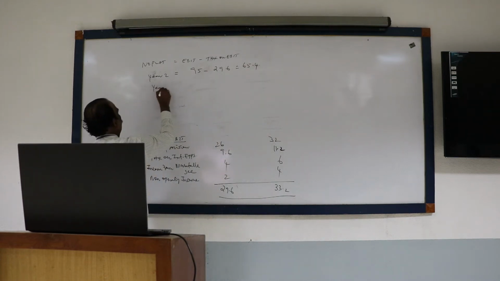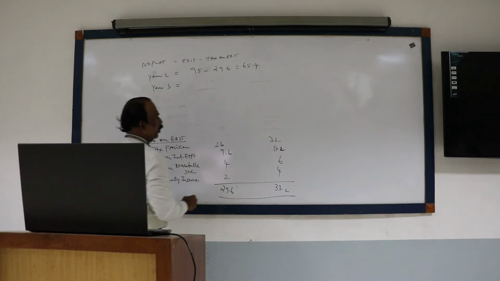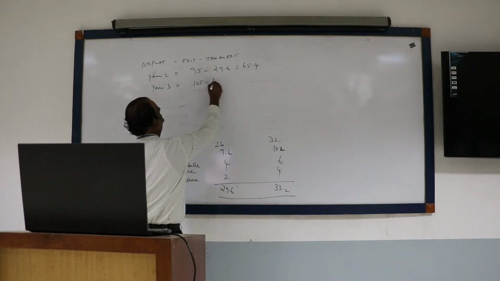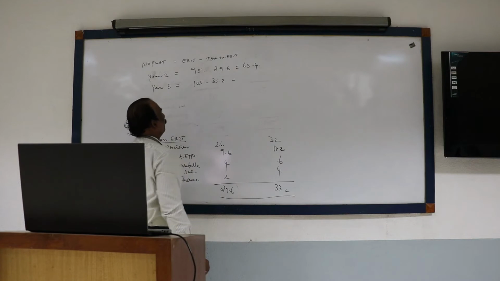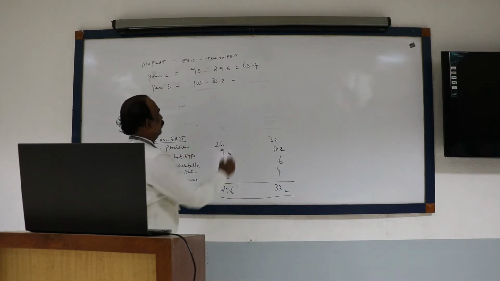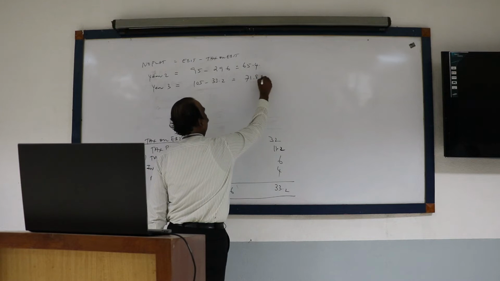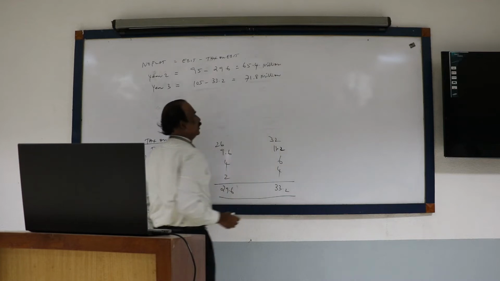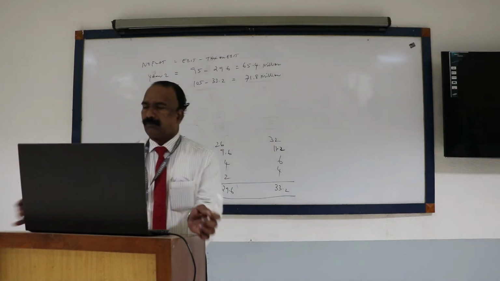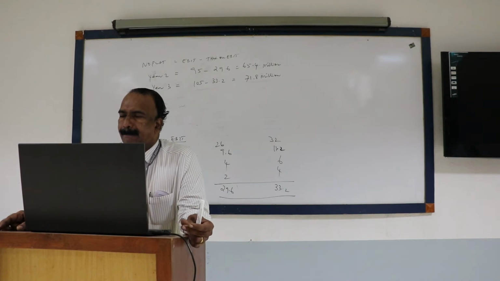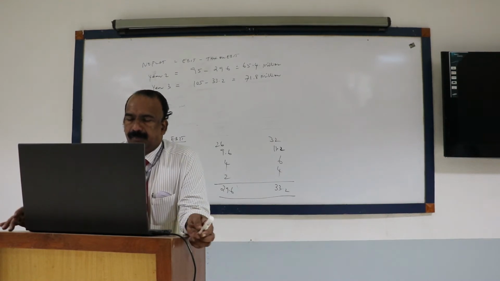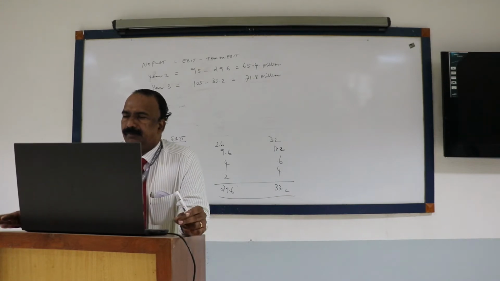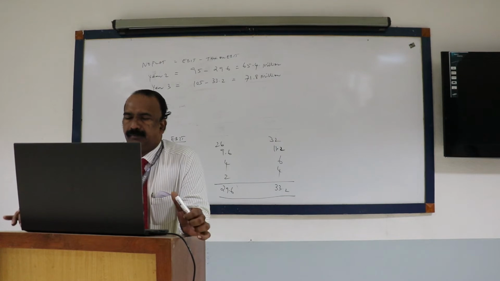And year 3, that is 105 minus 33.2, 71.8. So 71.8 million and 65.4 million. Okay. Any clarification, anybody? Any doubt?